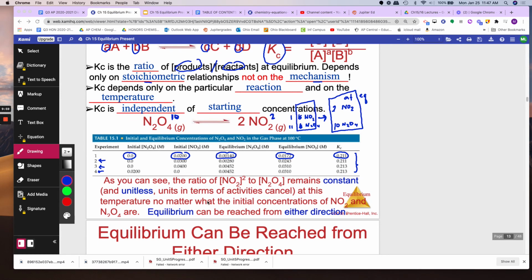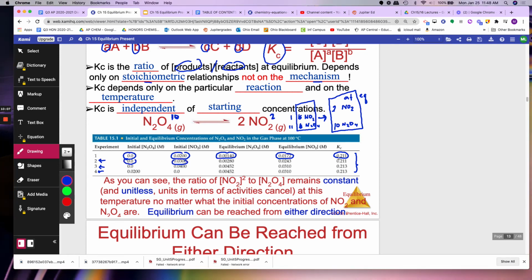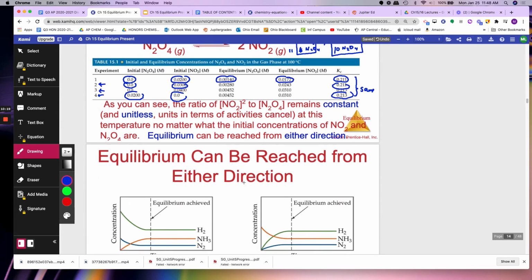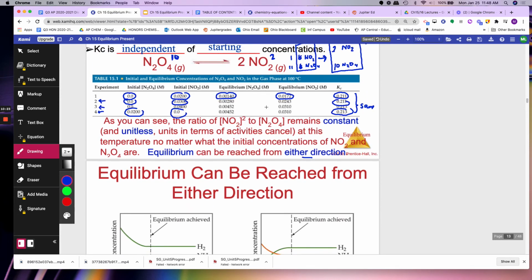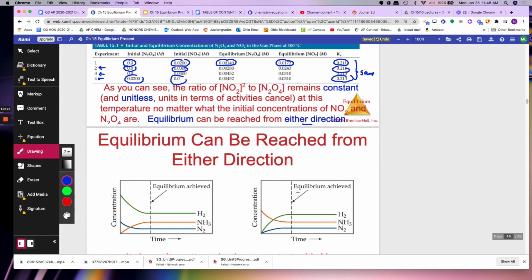So here it shows that you started with 0, but now you have more. In the end, your ratio is the same. Here you started with some N2O4 and then this, and in the end, your ratio is the same. So it doesn't matter what you start with, it'll always be the same. Equilibrium can be reached from either direction. That means it'll either go to the right or to the left until it gets to the same ratio.